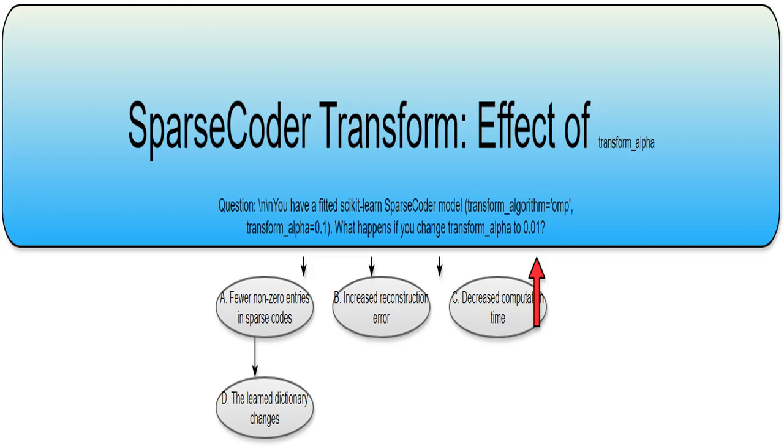This question explores how changing the transform_alpha parameter in Scikit-learn's SparseCoder affects the results. SparseCoder finds a sparse representation of data using a learned dictionary. transform_alpha controls how sparse the representation is. A smaller alpha means we want a super sparse representation. Think of it like this. Imagine you're summarizing a long story. A small alpha is like trying to tell it using the fewest words possible.